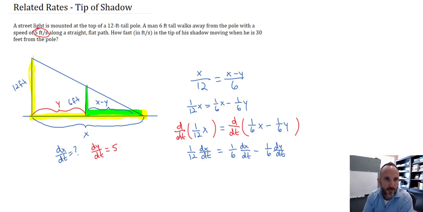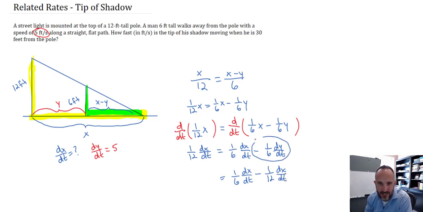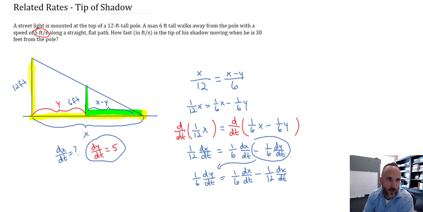So what we're going to do is get everything with the dx/dt on the same side. So let's subtract 1/12 dx/dt. So I've got 1/6 dx/dt minus 1/12 dx/dt. So those are my dx/dt's on the right. Now let's get my dy/dt over here on the left. So I'll add it, making it positive 1/6 dy/dt. And I do know that dy/dt is 5, so I'll go ahead and plug that in. So on the left side I get 1/6 times 5.